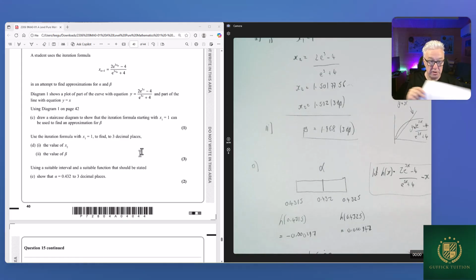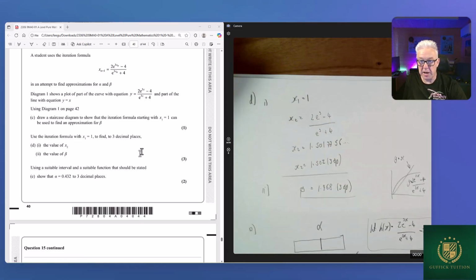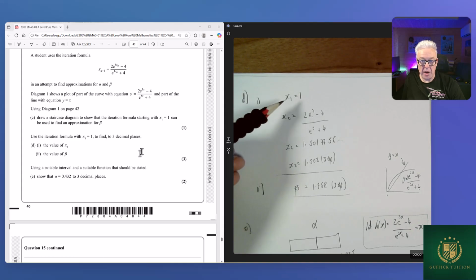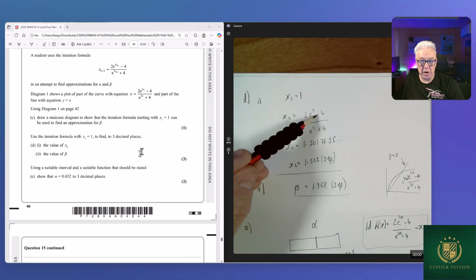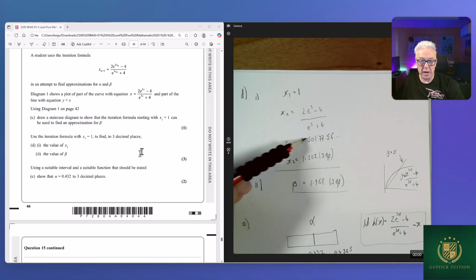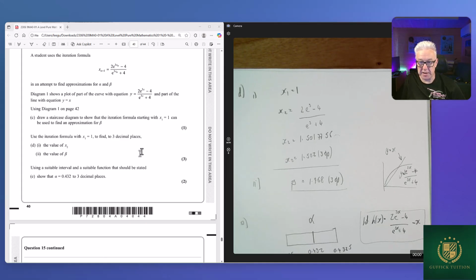Now, use the iteration formula with x1 to find to 3 decimal places the value of x2. When x1 equals 1, x is 1, so x2 is just e to the 2e cubed minus 4 over e cubed add 1, and that is 1.5017756. So 1.502 to 3 decimal places.